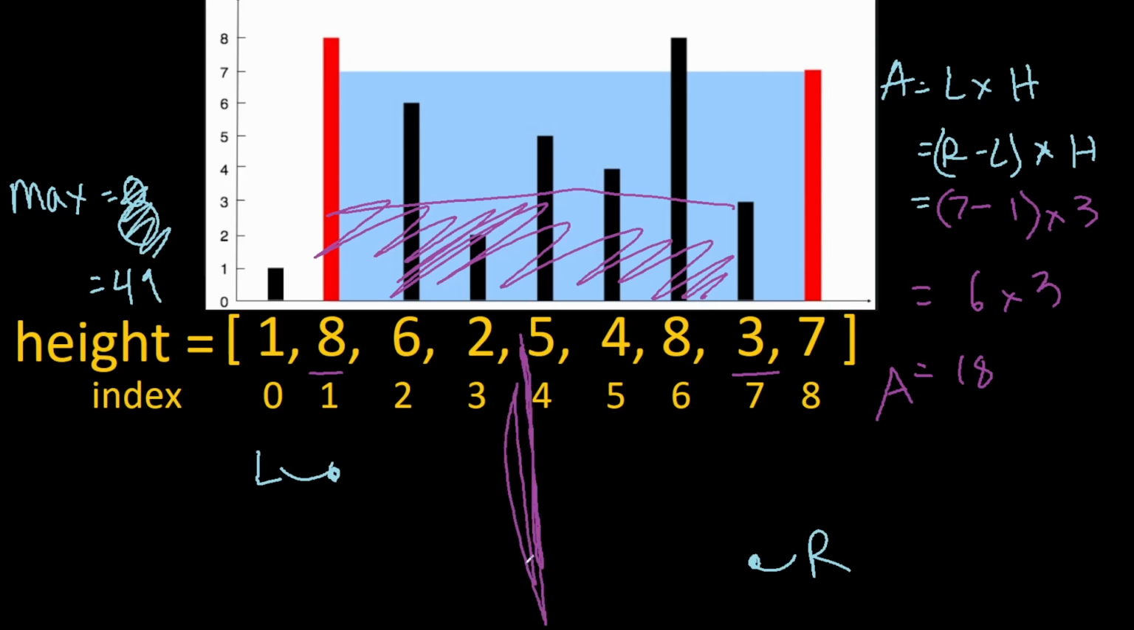until we meet in the middle, when left is no longer less than right. And that's when we finish our loop. And at the very end, we'll return whatever is the greatest maximum that we've come across. And for this example, it's going to be 49.